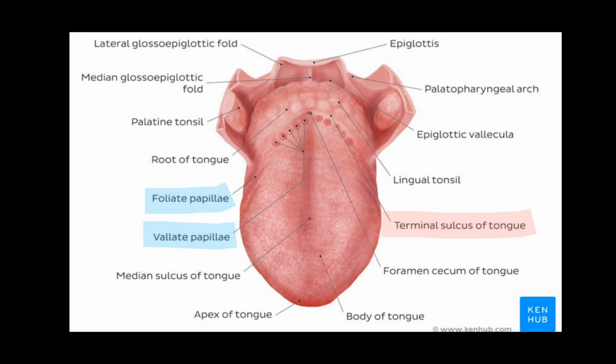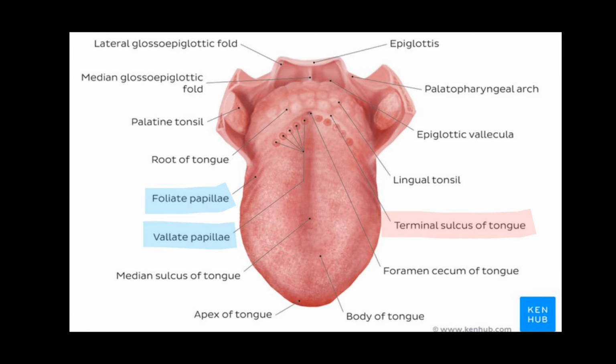Oral part, first we will be discussing the development. Okay, oral part or presulcal part. This originates from the lingual swellings of the mandibular arch, that is the first arch, and the tuberculum impar. And the posterior part develops from the hypobranchial eminence, that is composed of the third and the fourth arch. So first arch, and third and fourth arch.